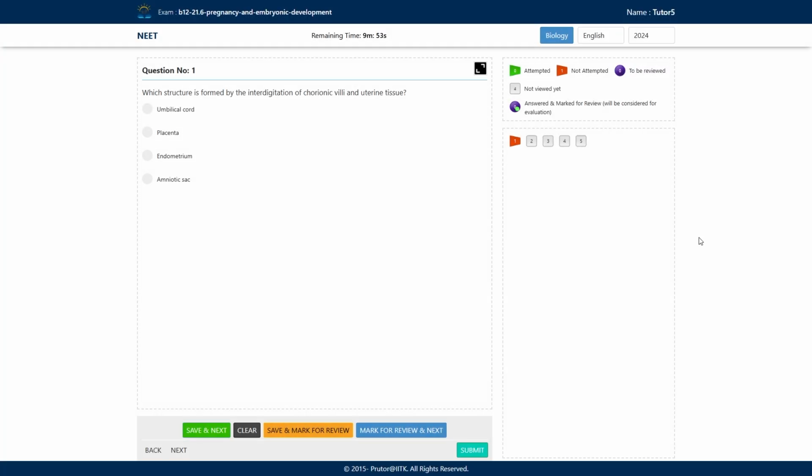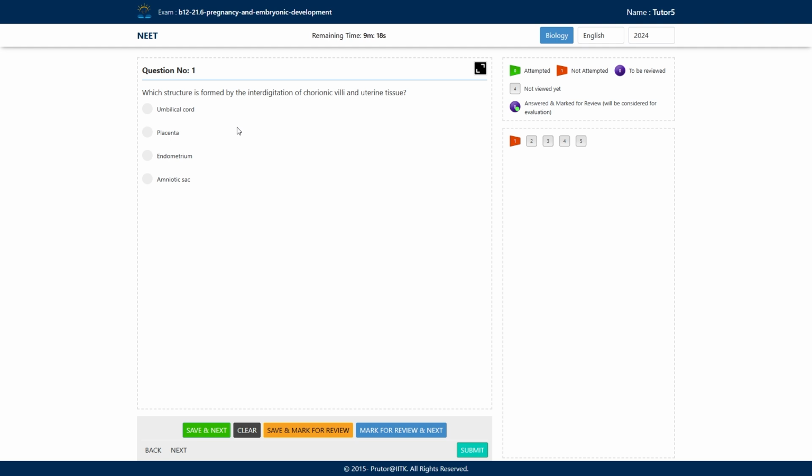So now let's discuss the DPP related to this topic. What is the first question here? Which structure is formed by the interdigitation of chorionic villi and the uterine tissue? They are asking the name of the structure formed by the interdigitation of the chorionic villi, which is considered fetal tissue, and the uterine tissue, which is the maternal tissue.